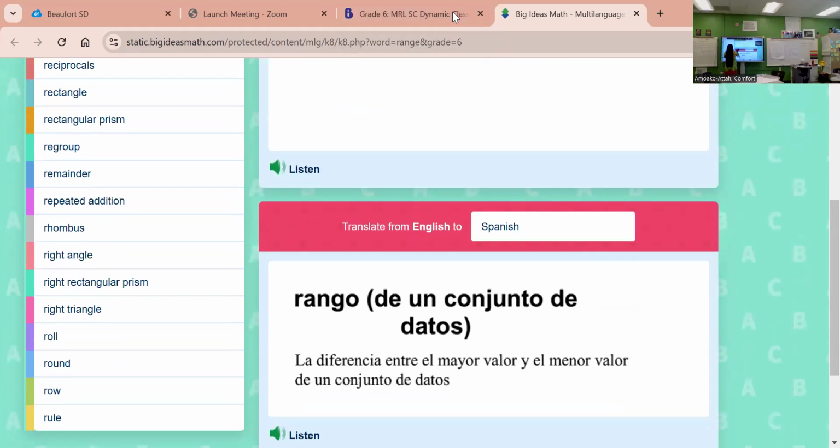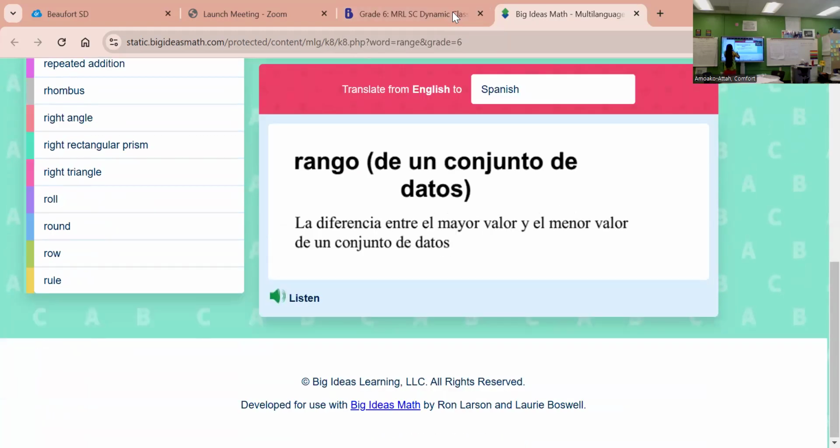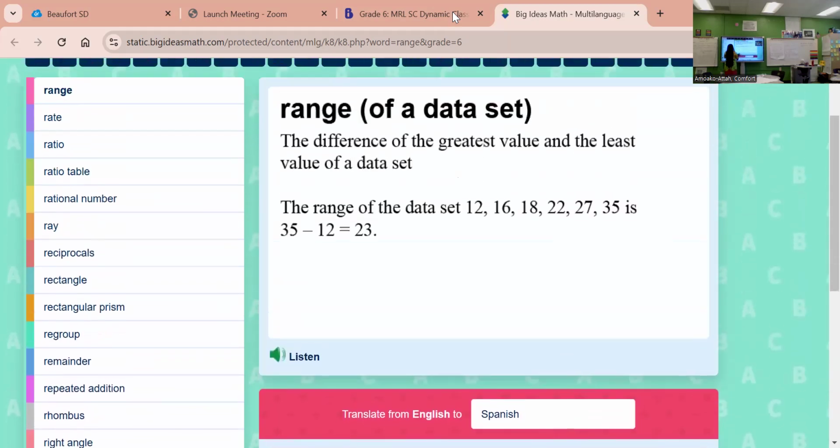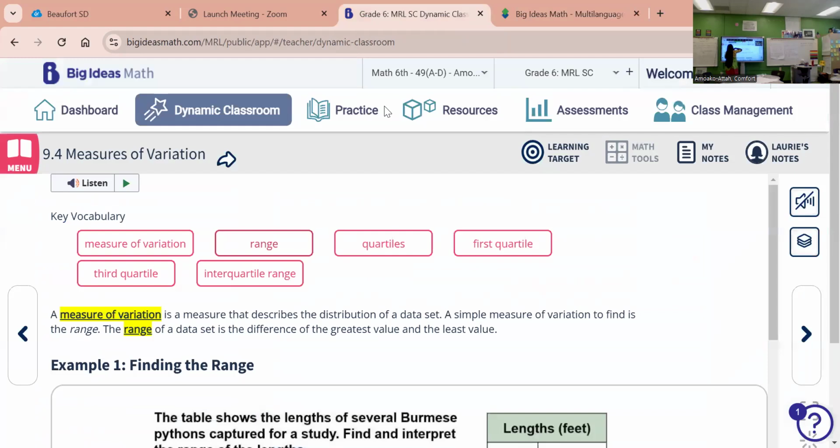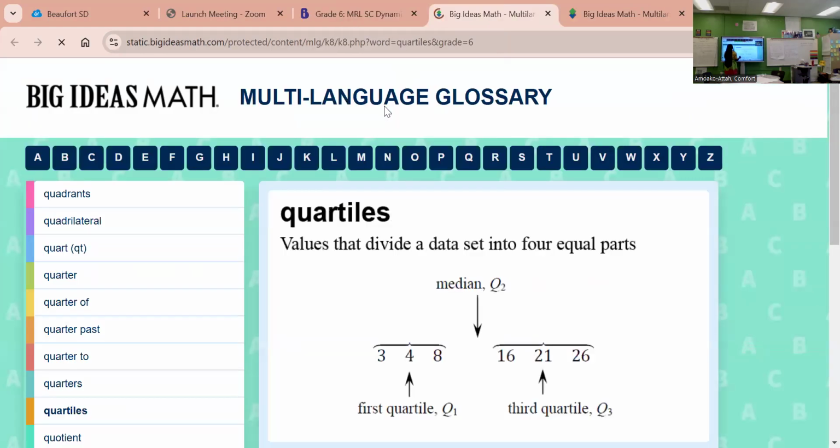The Spanish version is here to help my Spanish students, so you guys can read. It can actually play for you to also listen as you read. For the Spanish translation. So we go to the next key vocabulary, which is a quartile.